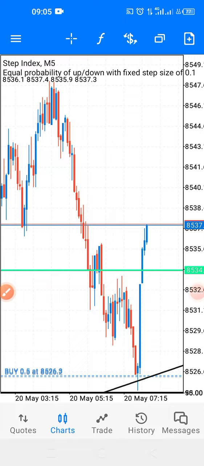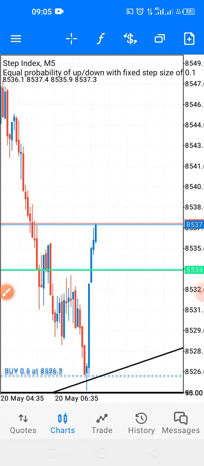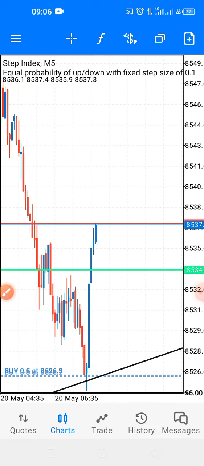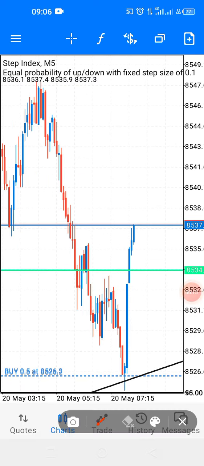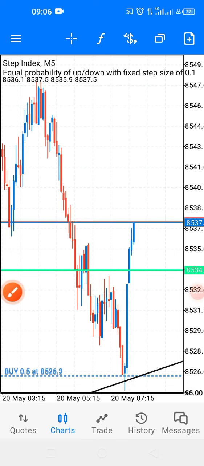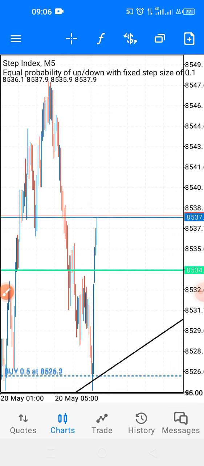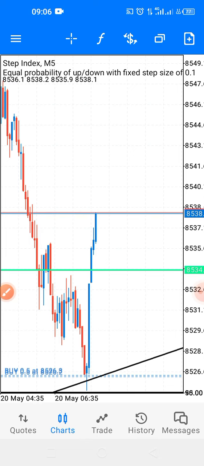Okay, in this video guys, you can see we're already in profit on this trade. I know most of you will be wondering how I got this sniper entry. It's quite a very good sniper entry that I got at this very point. So I'm going to take my time and explain to us how I got this sniper entry on step index.